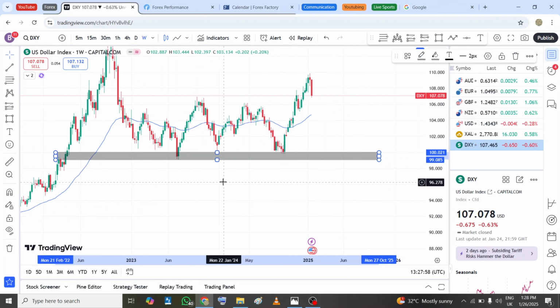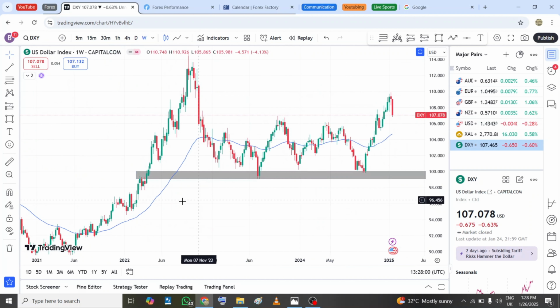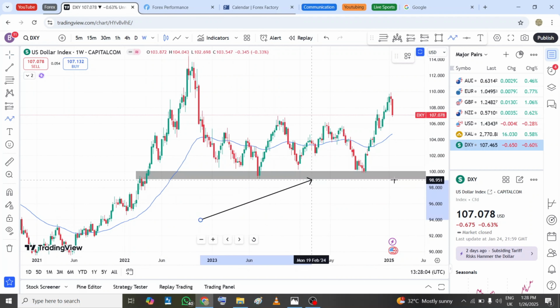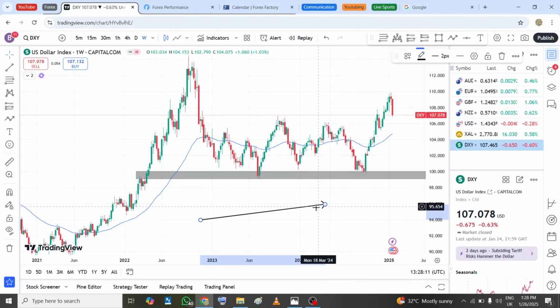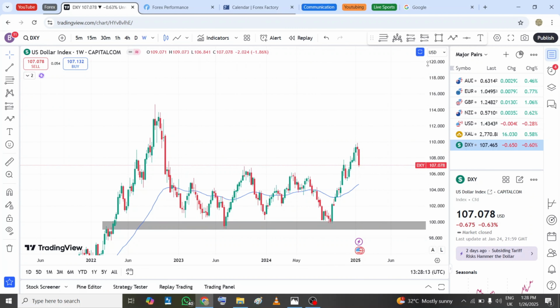All right, so this is my most obvious point. We have 1, 2, 3, maybe 4 touches here, so that makes it valid. Then we look at the top.